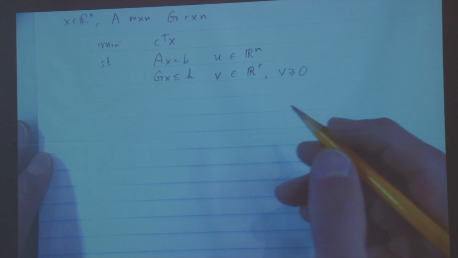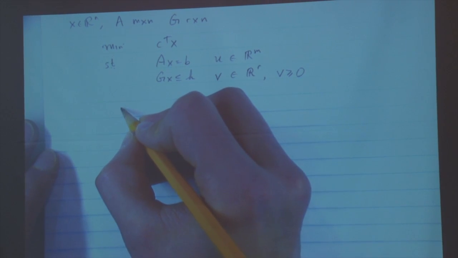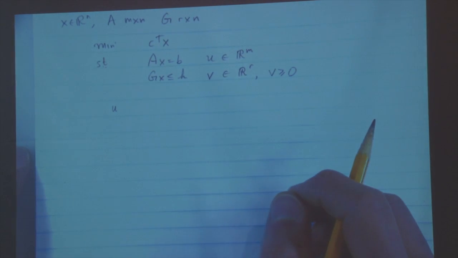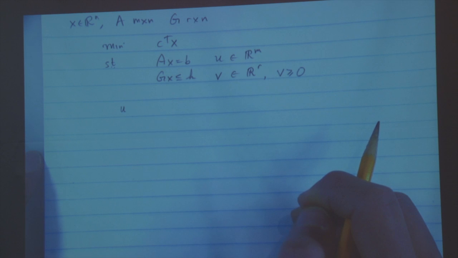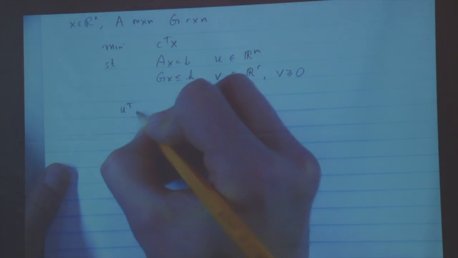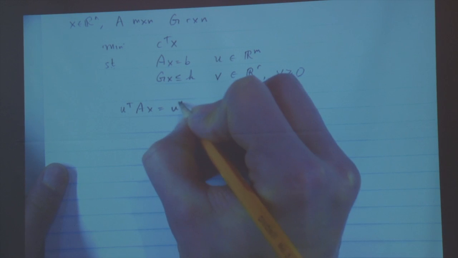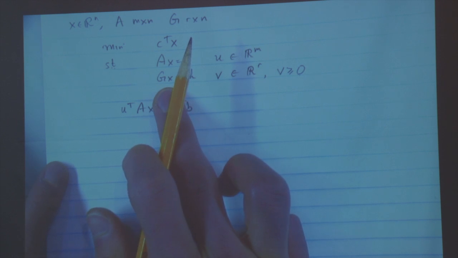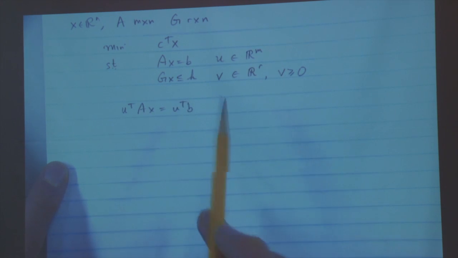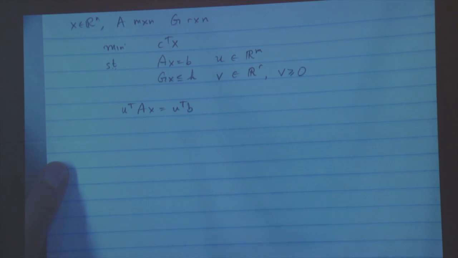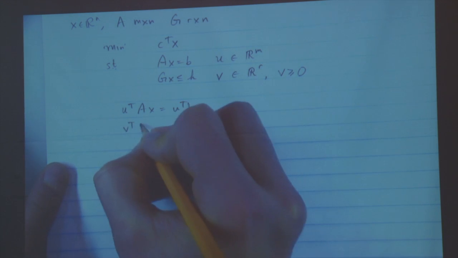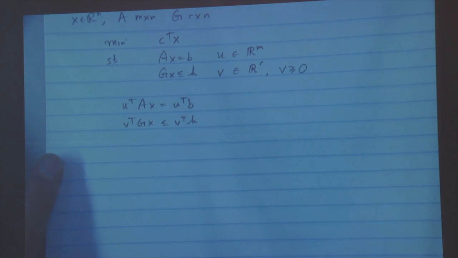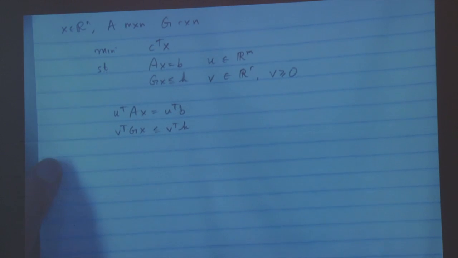And now I'm going to do the same game, which is that I can take u and multiply every component of this equation by the corresponding component of u, and that's still an equality. So it's always true that u transpose Ax is equal to u transpose b. And again, I can always multiply every component of this inequality by the corresponding component of v, as long as v is non-negative, and it's still an inequality. So I can always say that v transpose Gx is less than or equal to v transpose h. Those are my constraints on v, that it's non-negative in every component.